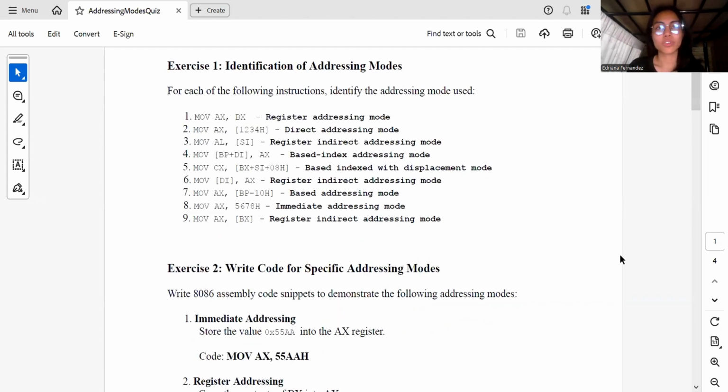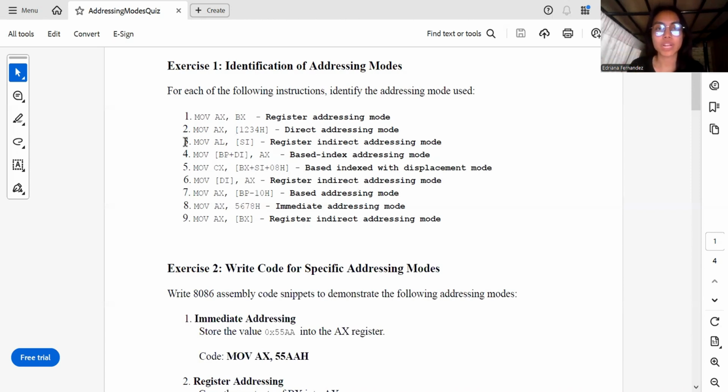So, first, exercise 1, let's identify the addressing modes used in each instruction. Number 1, move the contents of the BX register into the AX register. As you can see here, both operands are registers, so it is register addressing mode. Number 2, move the value stored at memory location 1234H into AX register. The address is specified directly, so then it is direct addressing mode.